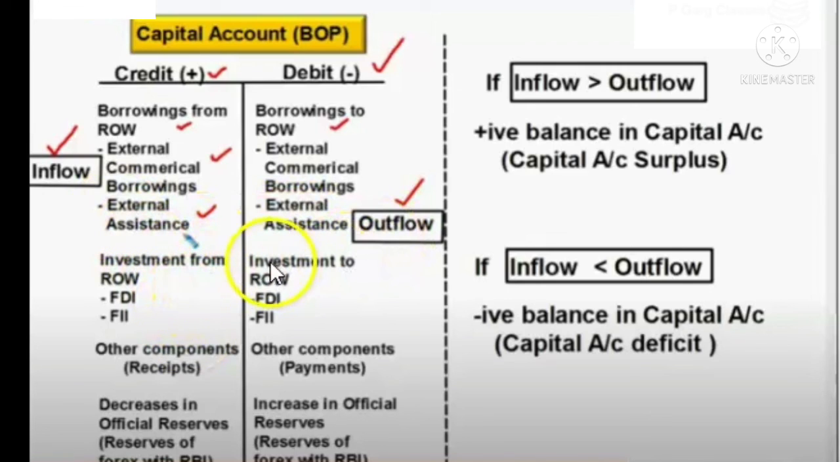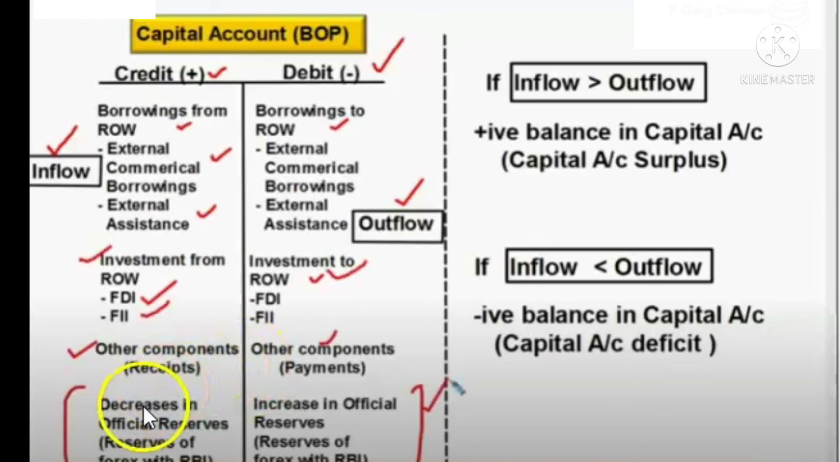Then here, investment from the rest of the world, in the form of foreign direct investment or foreign institutional investment. Some are investing in our nation, so that is in the inflow part. Then if we are investing outside, that's in the outflow part. So next is other components of receipts.